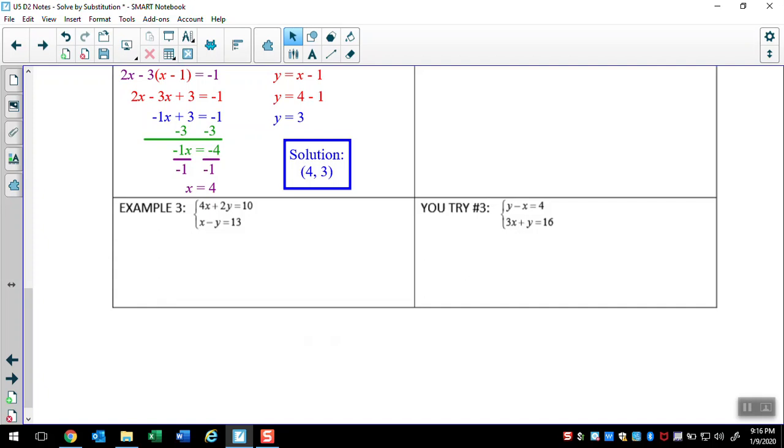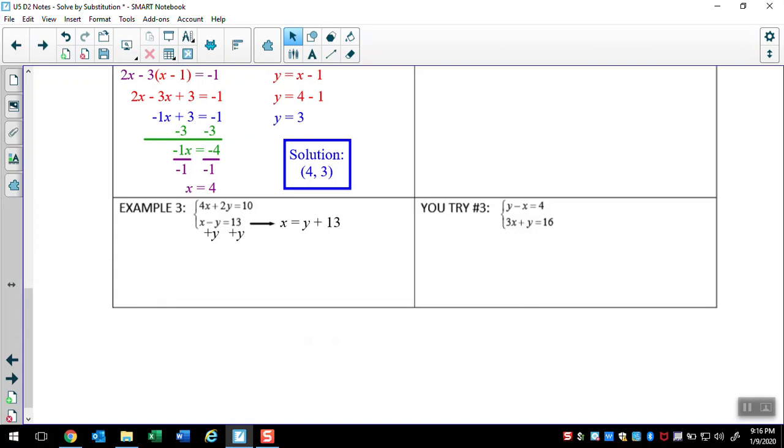x minus y equals 13. Technically, neither of them has a coefficient showing. x has a coefficient of positive 1, and y has a coefficient of negative 1. We're going to solve for x since it's positive and we want our variable to be positive, so solving for x would be one less step. First I'm going to add that y to both sides, and when I do that, I have x is equal to y plus 13.